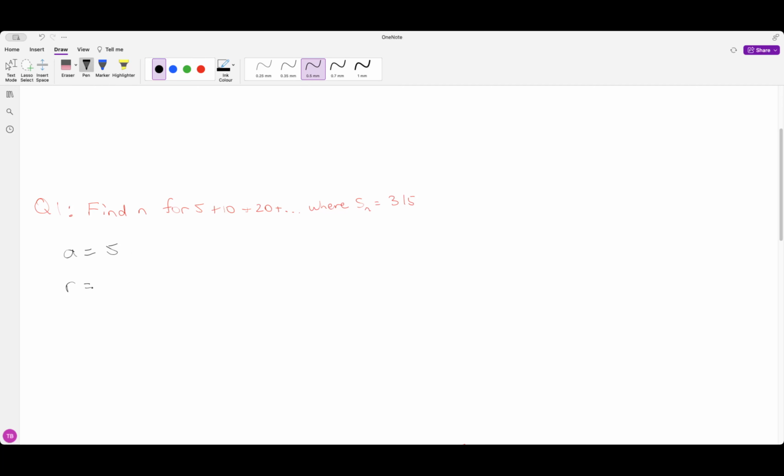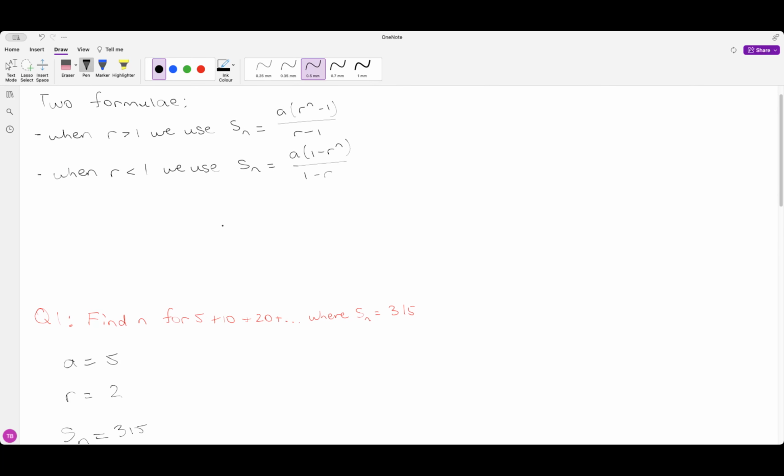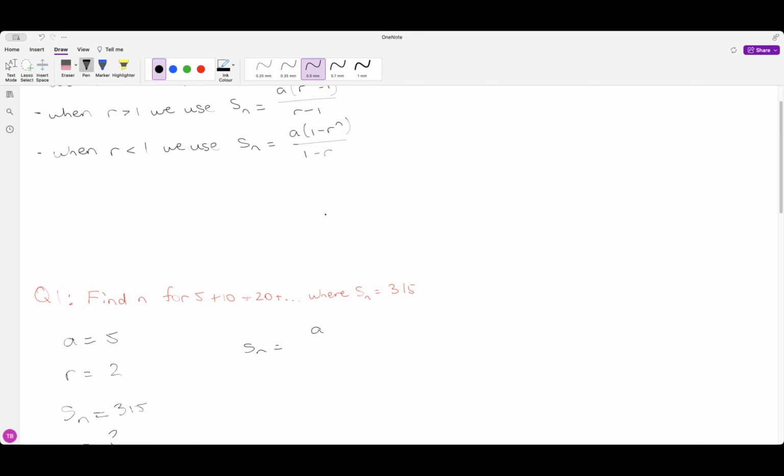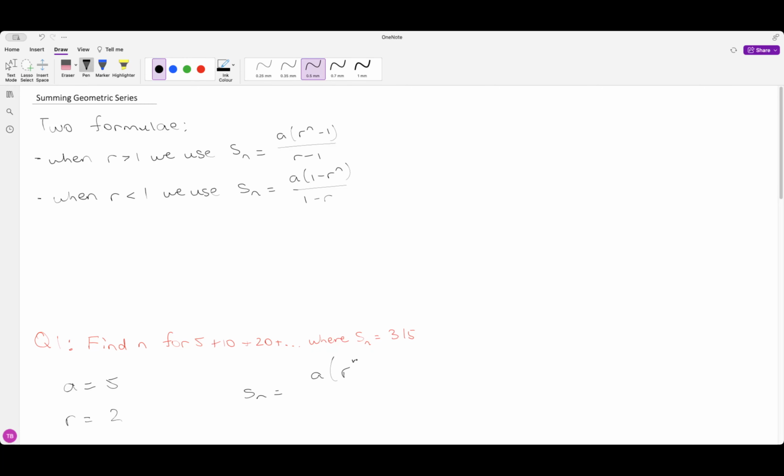I also have my rate. Now the rate, remember, is the rate between each of these terms. So if we're going 5, 10, 20, so on, we can see that they're doubling each time. And so our rate is 2. And we're also given that the sum of n terms is 315, right? And my n is unknown, and that's okay. So using this formula, my rate is greater than 1. So I'm going to use this first formula up here, which is that S of n equals a times r to the n minus 1 over r minus 1.